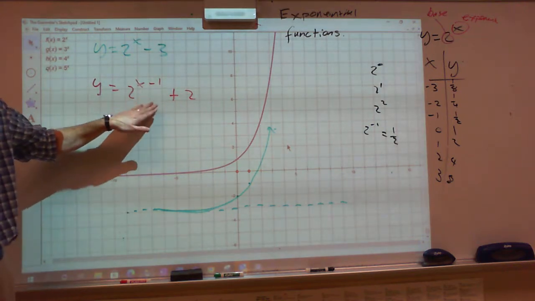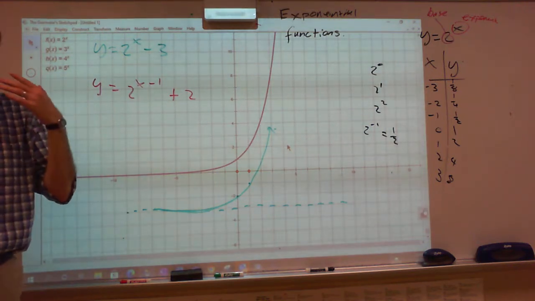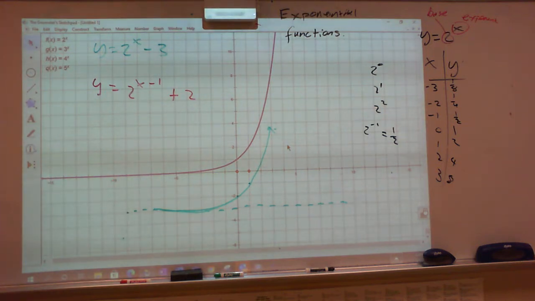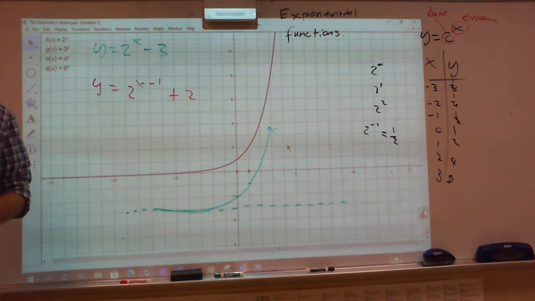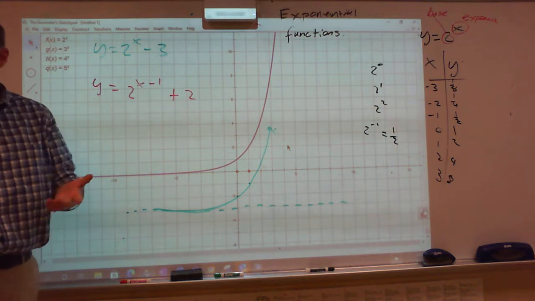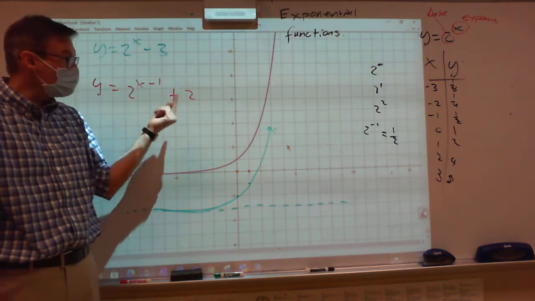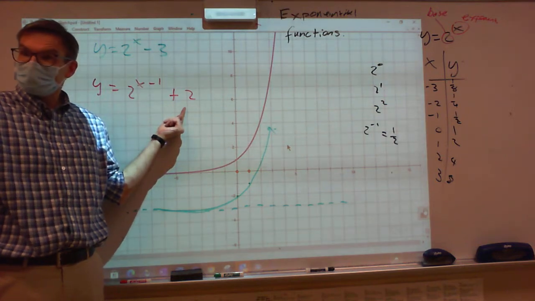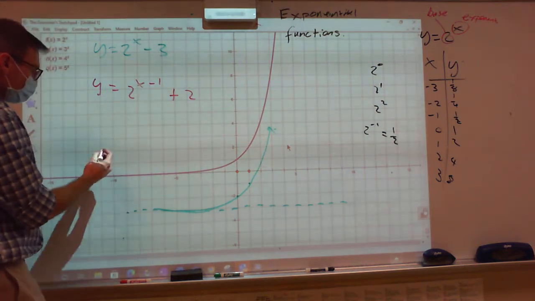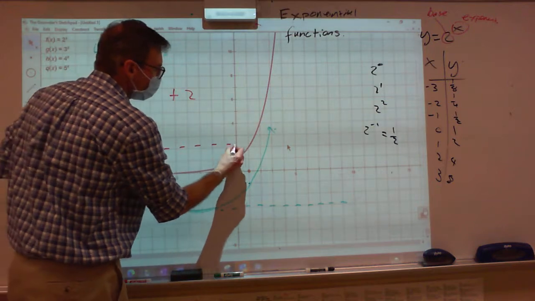All right, so if I want to graph this red thing, I'm interested in where's my horizontal asymptote. So where's your horizontal asymptote? 2. And here's the big secret. When you're graphing exponential functions, whatever this number is, that's where your asymptote is. So I have a horizontal asymptote at 2, so I draw my horizontal asymptote at 2.